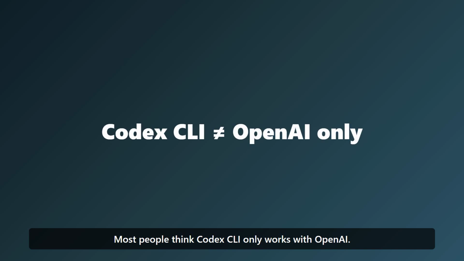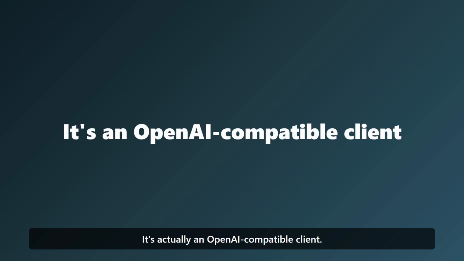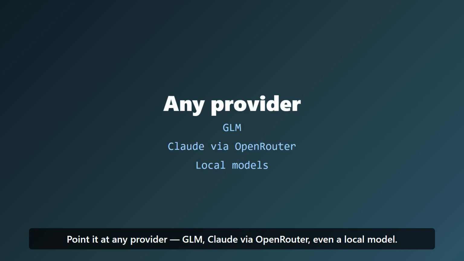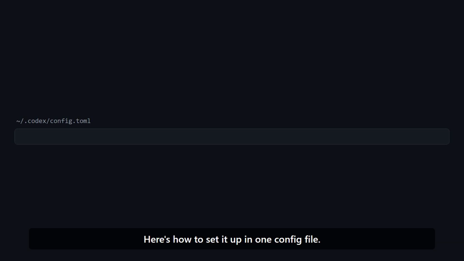Most people think Codex CLI only works with OpenAI. It's actually an OpenAI compatible client, pointed at any provider, GLM, Claude, via OpenRouter, even a local model. Here's how to set it up in one config file.